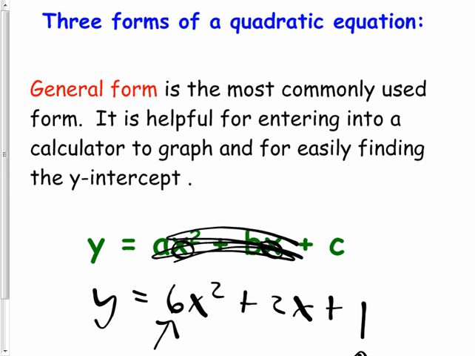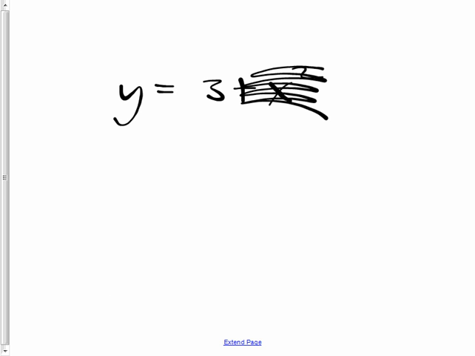This was general form, and it's the most common one. It's got this is A, and this is B, and this is C. So you can put it in the most famous formula. X equals negative B plus or minus square root of B squared minus 4AC, all over 2A. You know that one. Anyway, that's general form.